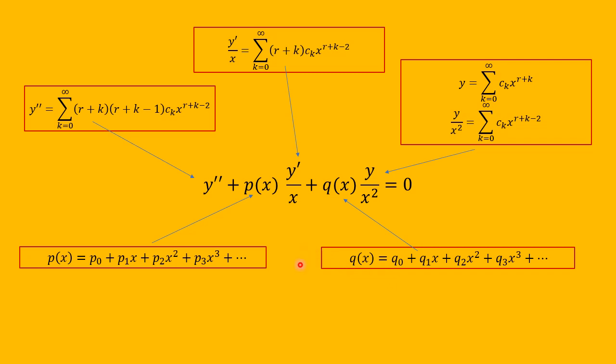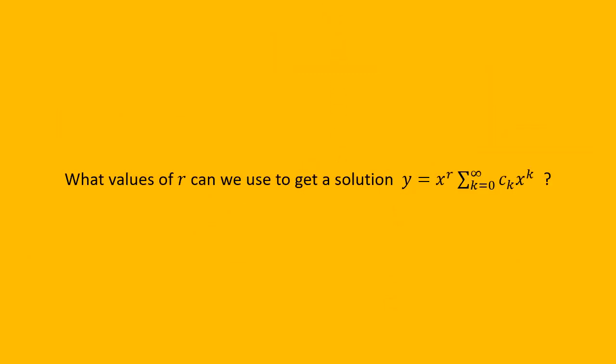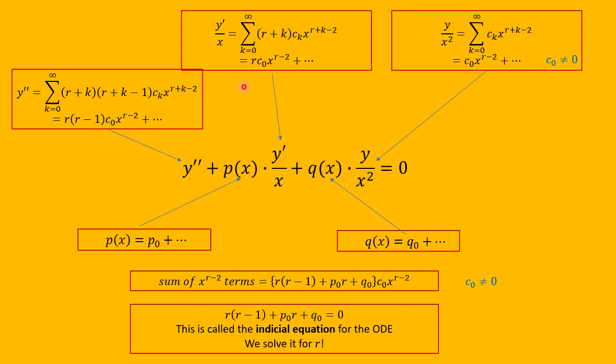So I guess one of the first things we should do is, if we're looking for a solution of this form, which has that factor of x to the r in it, how can we start by finding the possible values of r that could possibly give us solutions to this differential equation? So let's see what we can do to find r. Y double prime we saw was this infinite series, and that's equal to this term. This is the k equals 0 term: r times r minus 1 times c naught times x to the r minus 2.